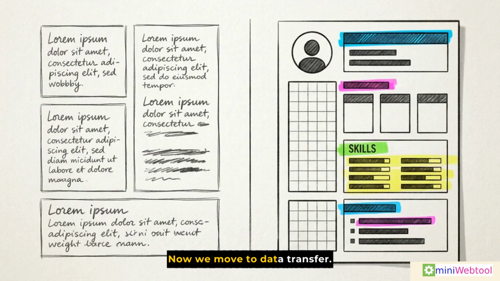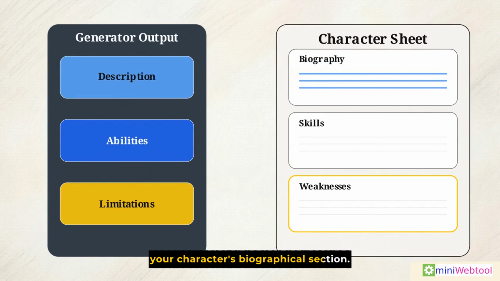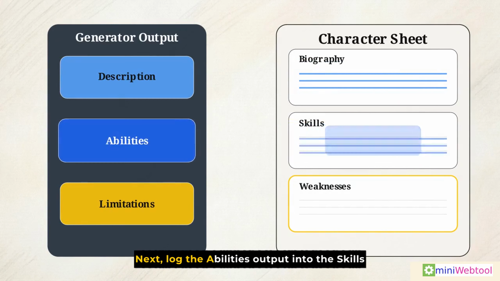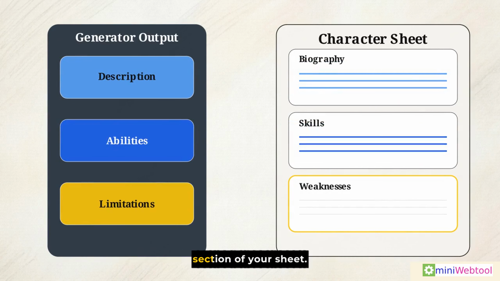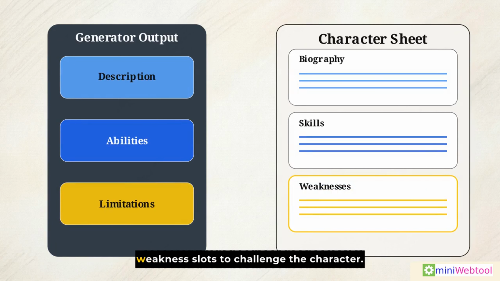Now we move to data transfer. We are going to map these raw text modules directly onto your creative project. Transcribe the description module straight into your character's biographical section. Next, log the abilities output into the skills section of your sheet. Finally, drop the limitations into your core weakness slots to challenge the character.